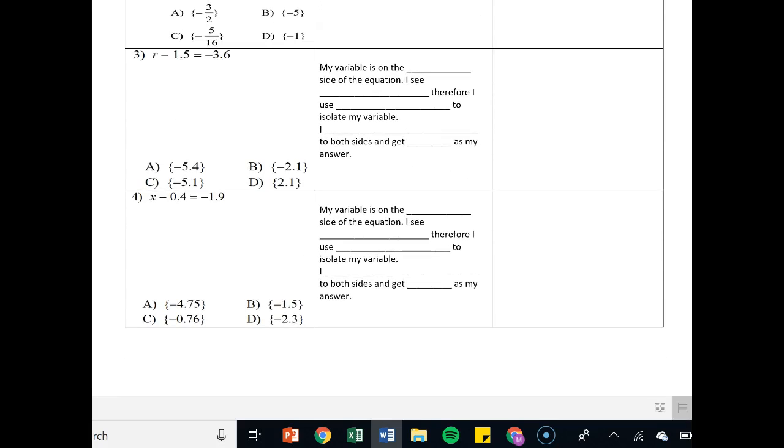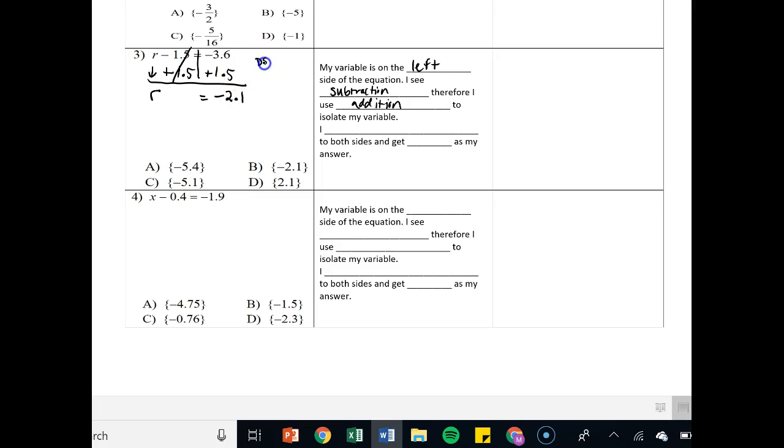Let's try number 3. My variable is on the left-hand side. I see subtraction. Therefore, I am going to use addition to isolate my variable. So I draw my scales of justice. I'm working with the left-hand side since my variable is on the left-hand side. To isolate it, I add 1.5. Again, putting the plus sign is important. Negative 1.5 plus 1.5, that's 0. Drop down your variable: R is equal to negative 2.1.